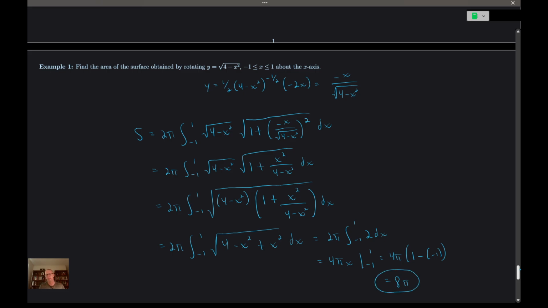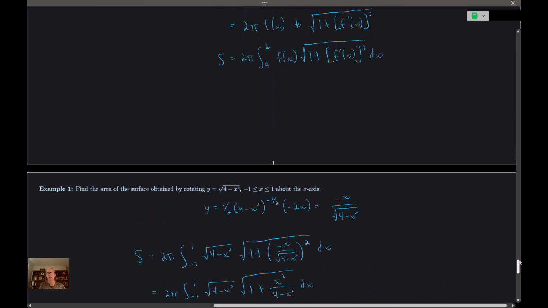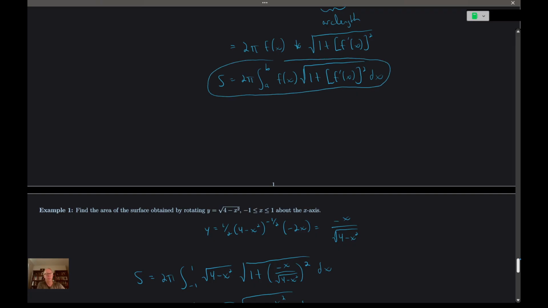Okay, so that's really all there is to it. You just need to remember this formula that uses the arc length formula as a part of it. And then it's just a matter of plugging it in. We're not going to do problems that are too difficult, where we're rotating around some other axis, x equals 5 or something like that, and we have to shift everything. It's really just rotate around the x-axis or rotate around the y-axis.